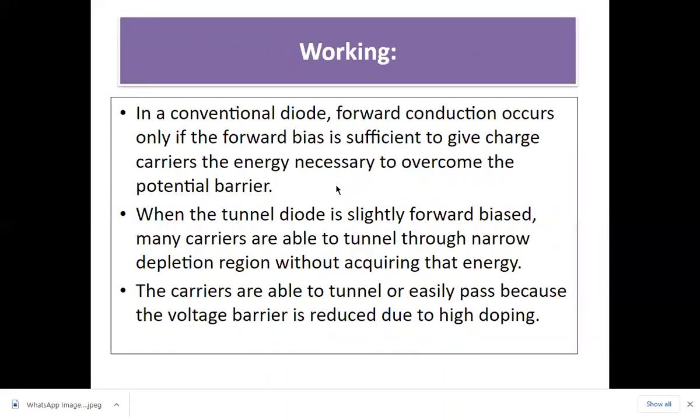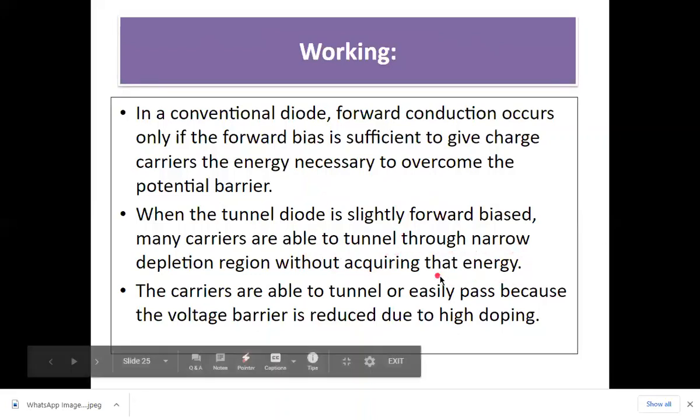In a conventional diode, forward conduction occurs only if the forward bias is sufficient to give charge carriers the energy necessary to overcome the potential barrier. When the tunnel diode is slightly forward biased, many carriers are able to tunnel through the narrow depletion region without acquiring that energy. The carriers are able to tunnel or easily pass because the voltage barrier is reduced due to high doping. This is about the working of the tunnel diode.